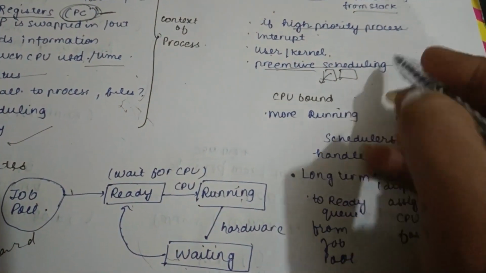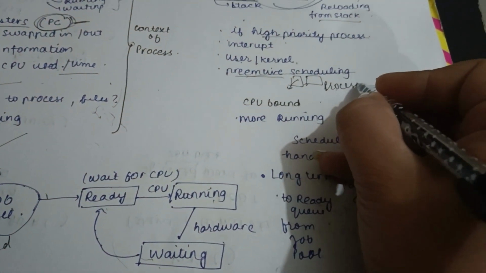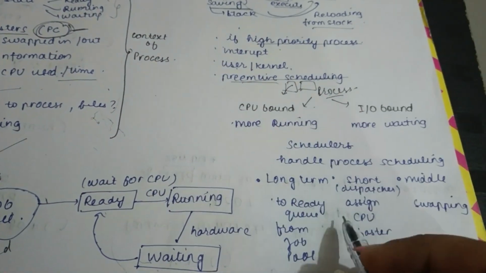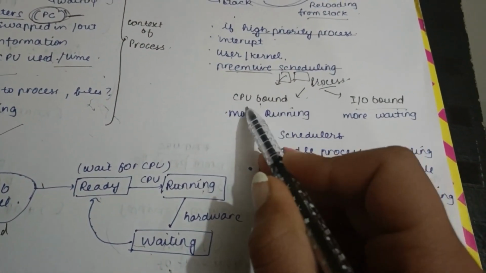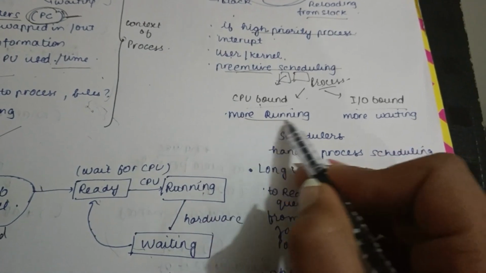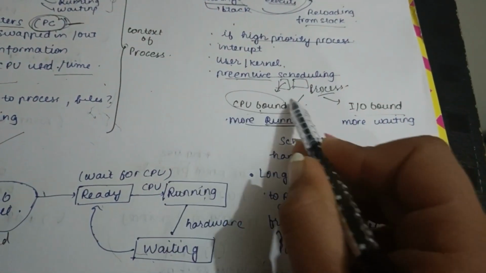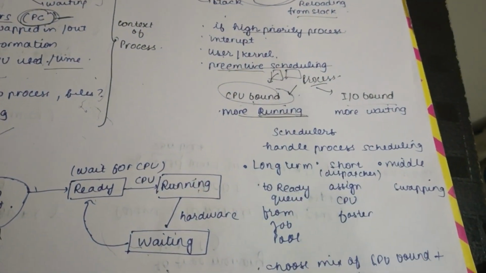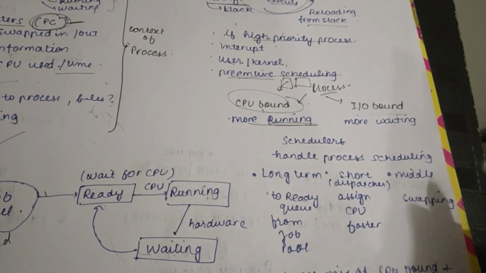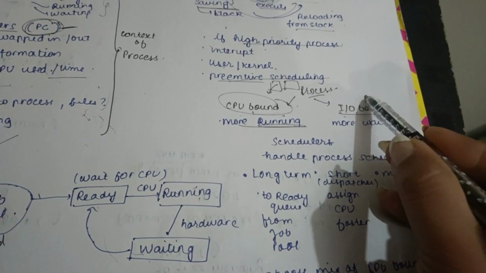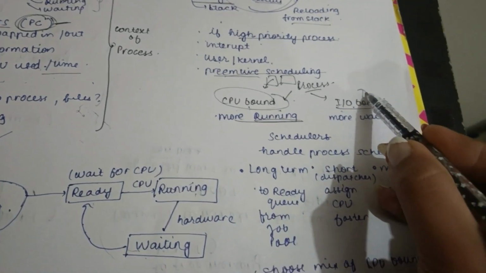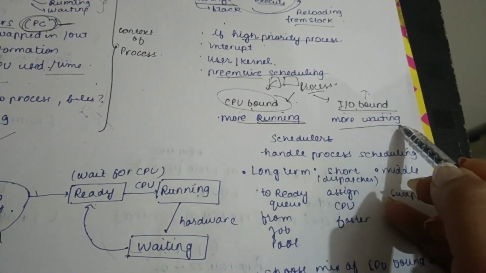So there are two types of processes. One could be CPU bound, another could be input output bound. CPU bound is one which lies more in the running state, which needs the CPU all the time to make computations and perform certain calculations. Meanwhile, IO bound are those which are highly dependent on input output resources, so they would spend more of the time in the waiting queue.